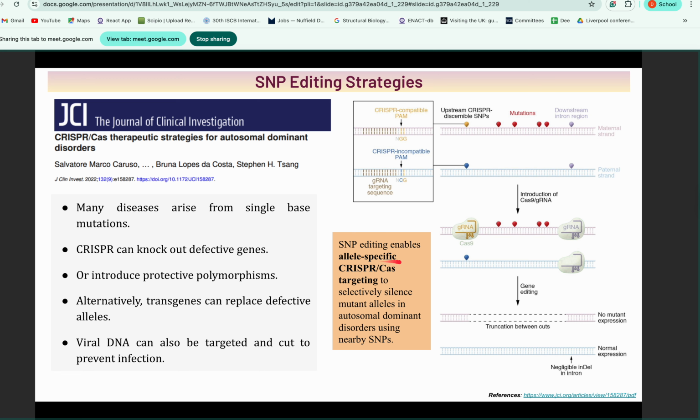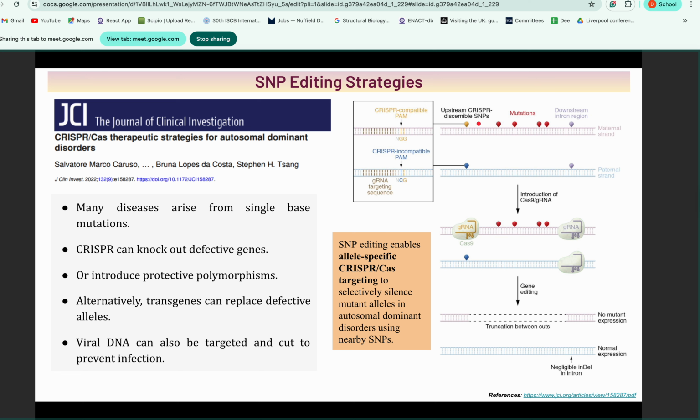So now we will see. SNP editing enables the allele-specific CRISPR-Cas targeting to selectively silence the mutant alleles in autosomal dominant disorders using the nearby SNPs. In this case, this is the CRISPR compatible PAM, and this is the CRISPR incompatible PAM. In the PAM, we normally have NGG. So this is the PAM sequence. Cas9 specifically recognizes this site and cleaves a few base pairs downstream. But if it is NCG, then this is an incompatible PAM. So in this case, my Cas9 will not be able to cleave it properly.